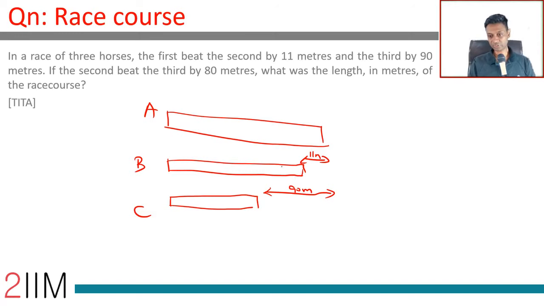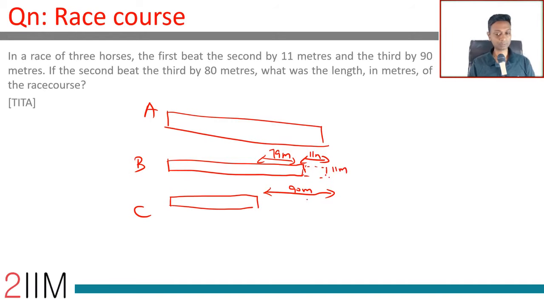Now this difference is 79 meters. But the second beat the third by 80 meters. What does that mean? That means by the time the second finishes the race, he's got 1 more meter gained over the third. So I'm going to think about only this component.